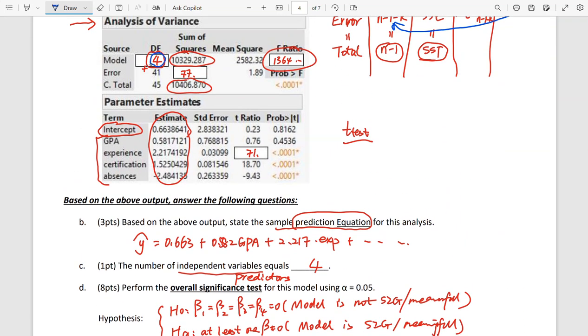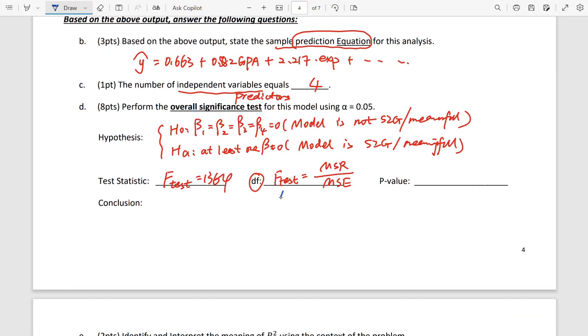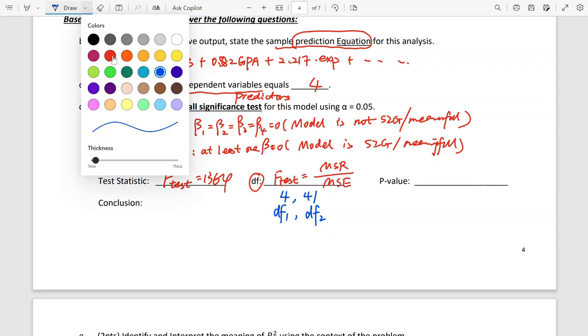So that will be the degree of freedom of 4 and the degree of freedom of 41. So we have 4 and 41 as the degrees of freedom. All right, we call this the numerator degree of freedom, and we call this the denominator degree of freedom. Okay, so then let's continue.